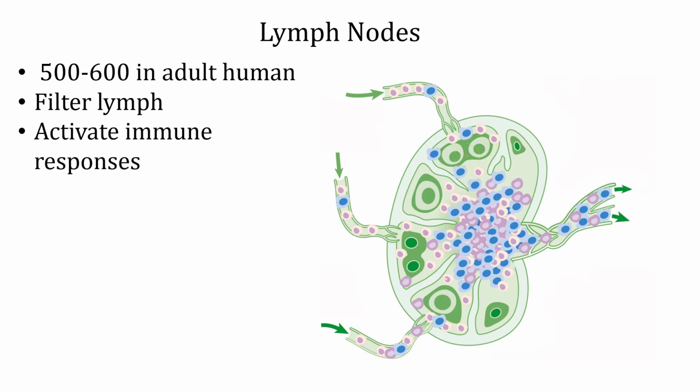Inside that lymph node, there are a lot of cells which can activate an immune response. So you can see this diagram is trying to show you a bunch of cells in here. These cells are really big, not drawn to scale.